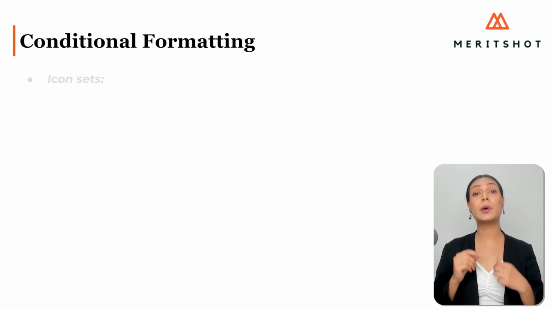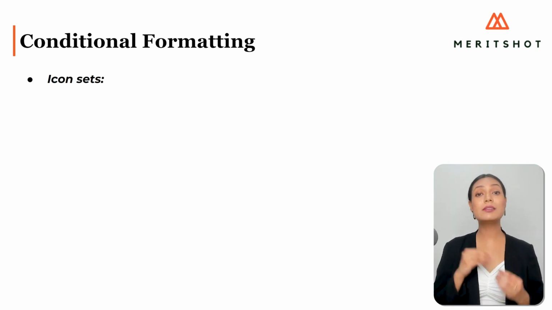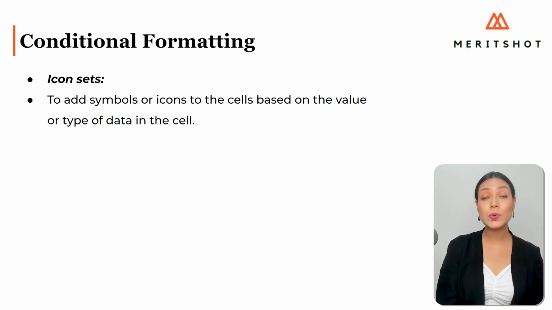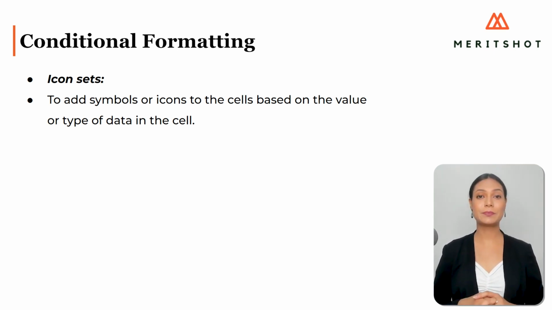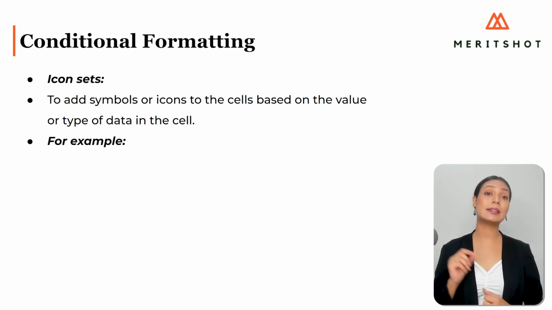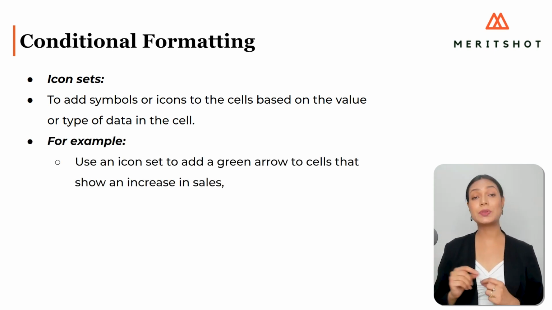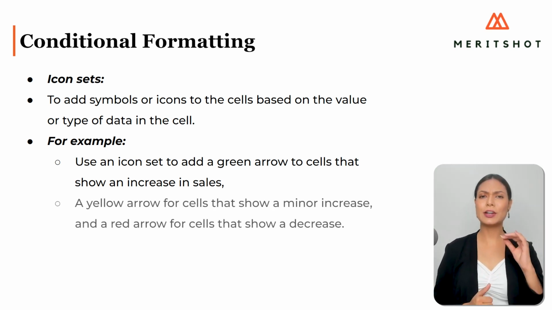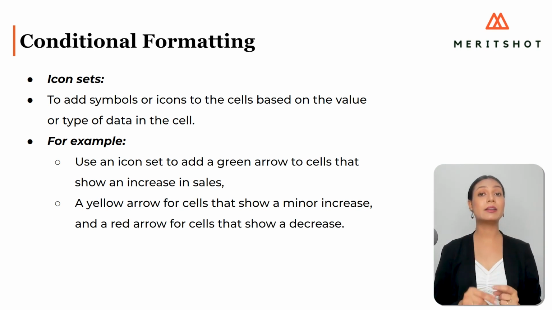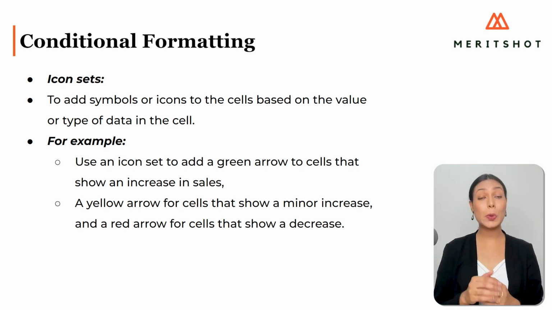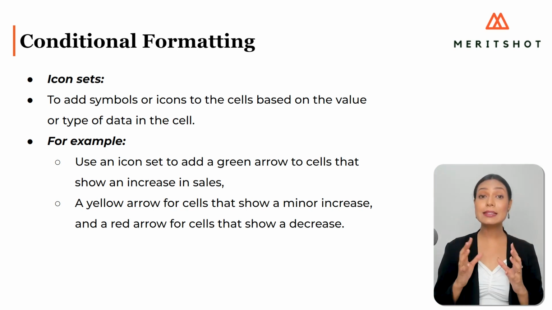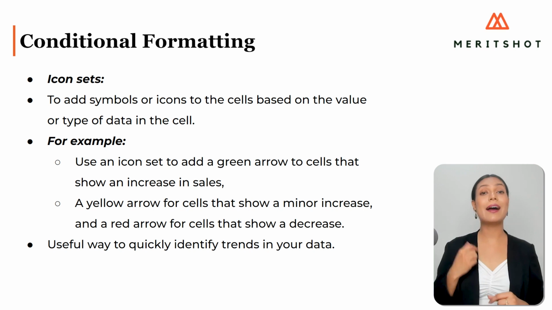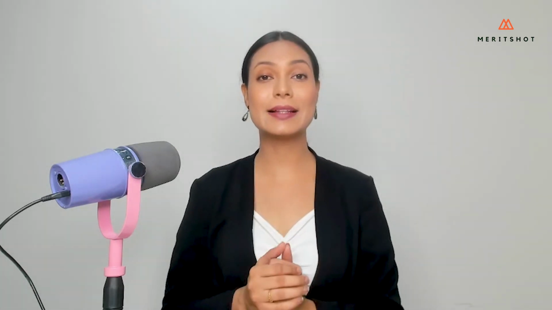Icon sets provide a way to add symbols or icons to the cells based on the value or type of data in the cell. For example, you could use an icon set to add a green arrow to cells that show an increase in sales, a yellow arrow for cells that show a minor increase, and a red arrow for cells that show a decrease. This can be a useful way to quickly identify trends in your data. Custom rules allow you to create your own conditions for formatting cells.